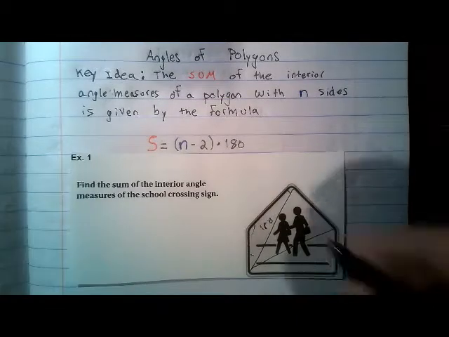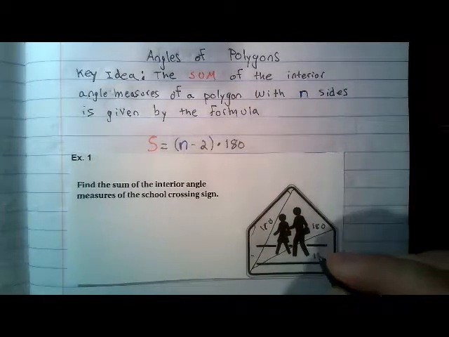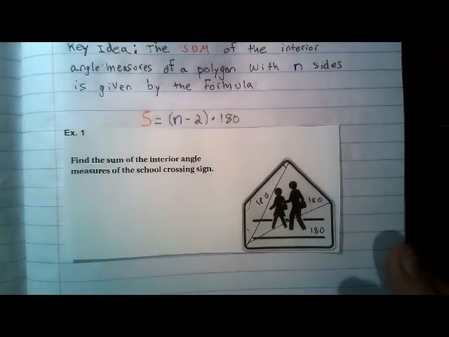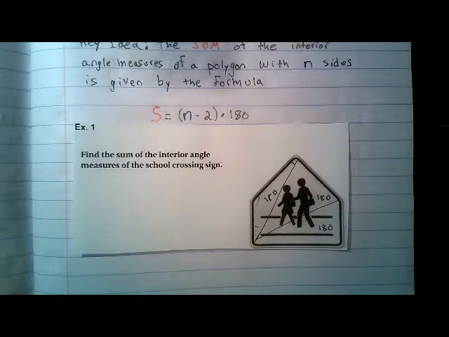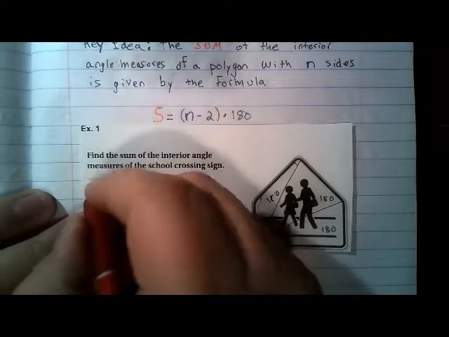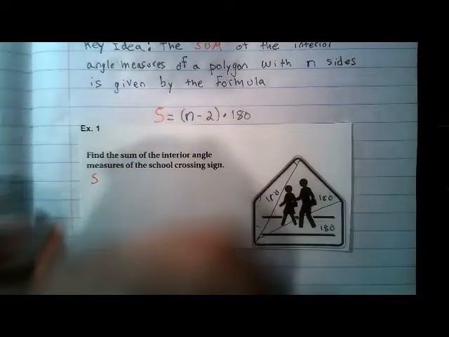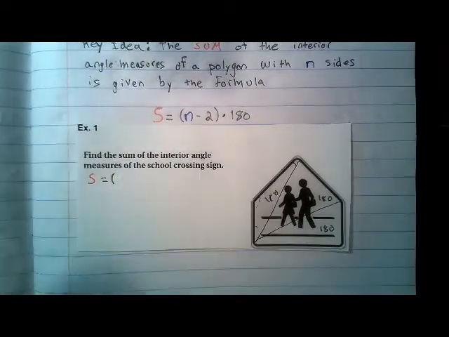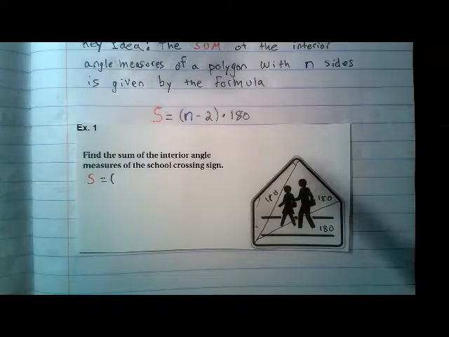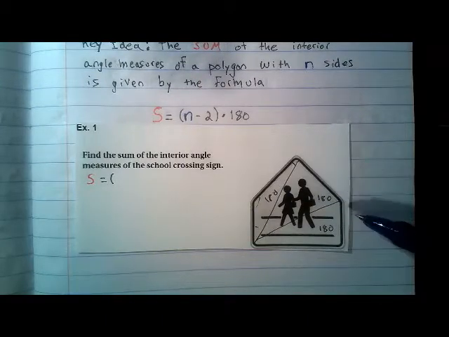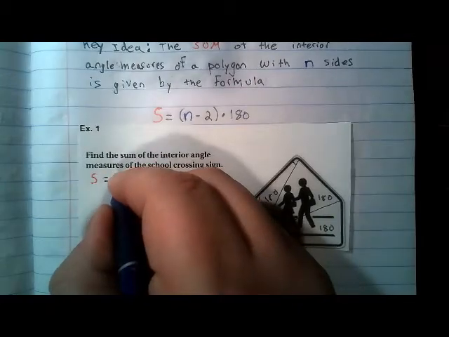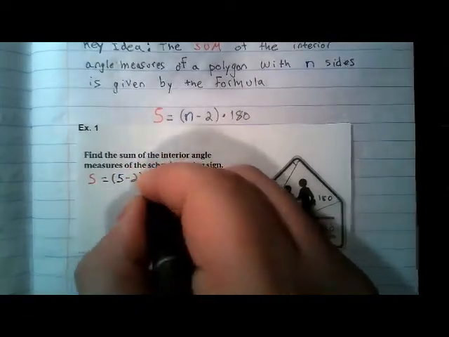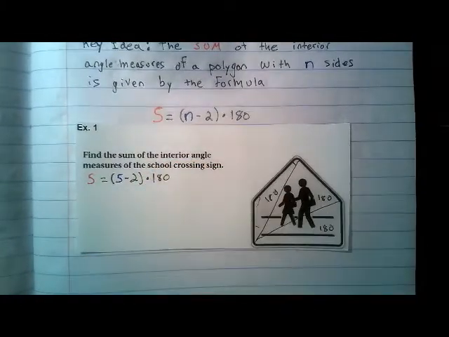Now we can also do it with the formula. So we know that's 180, this is 180, this is 180. If we add them together, we would get the sum of those angles. But using the formula, let's see what happens. So S equals, now how many sides does this school crossing sign have? 1, 2, 3, 4, 5. So 5, take away 2, and we multiply it by 180.